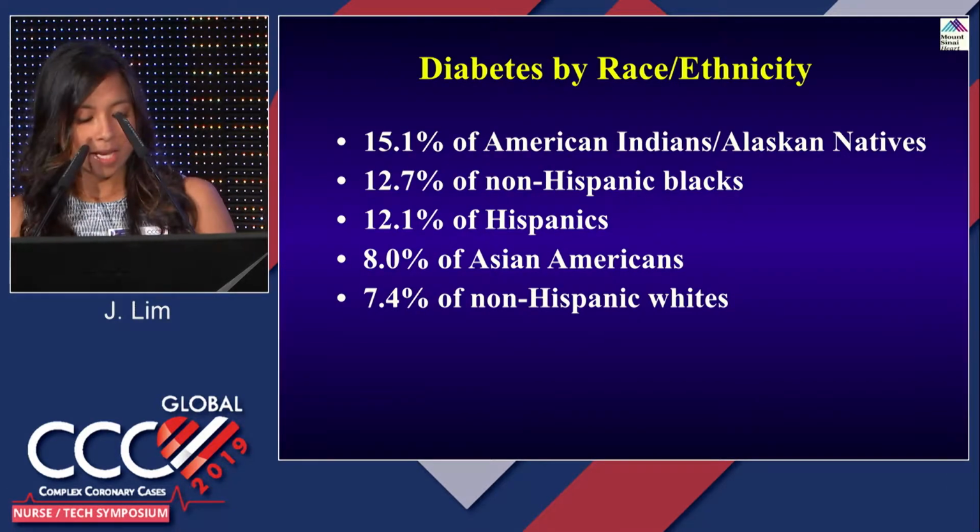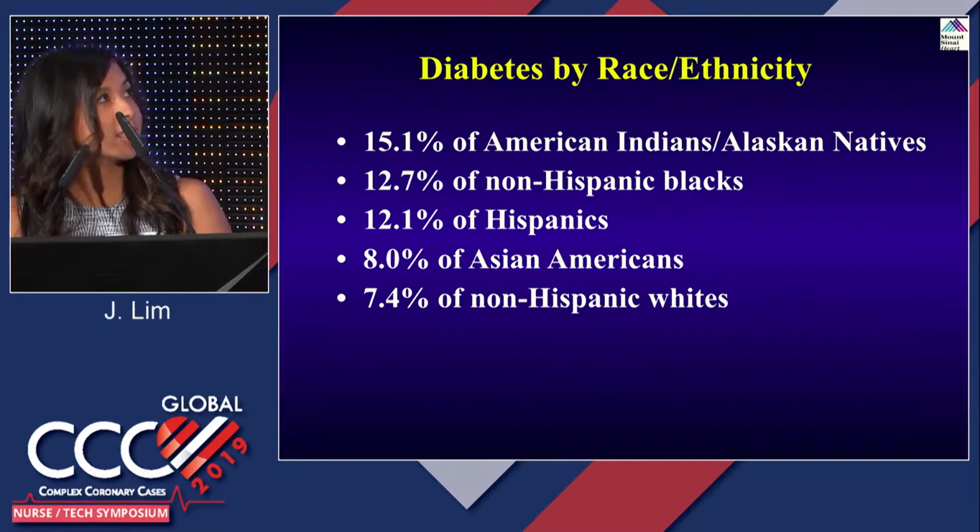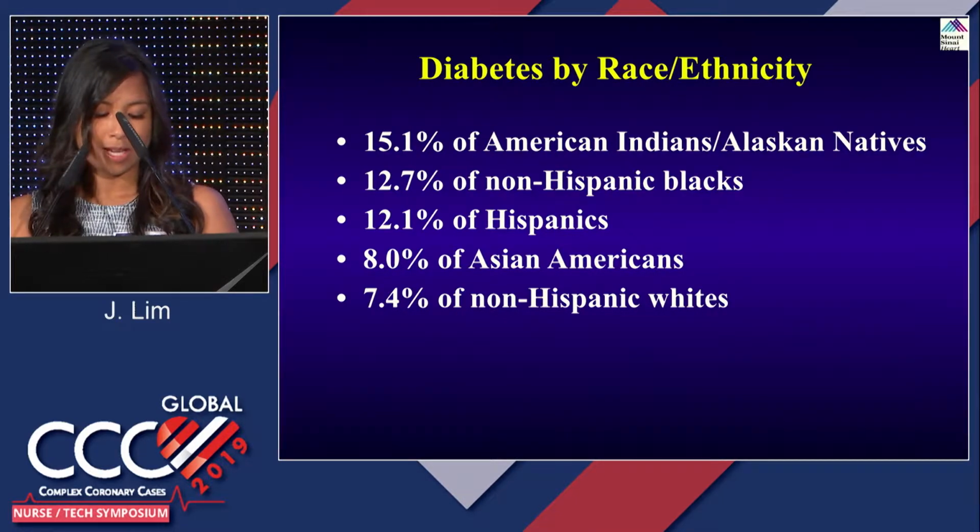Here is some diabetes data by race and ethnicity. First place, you could say, is 15.1%, the American Indians and Alaskan Natives.